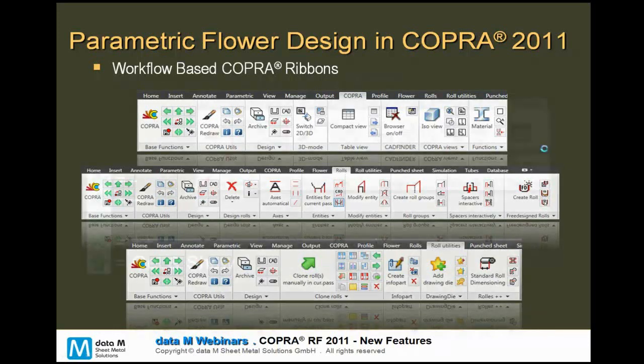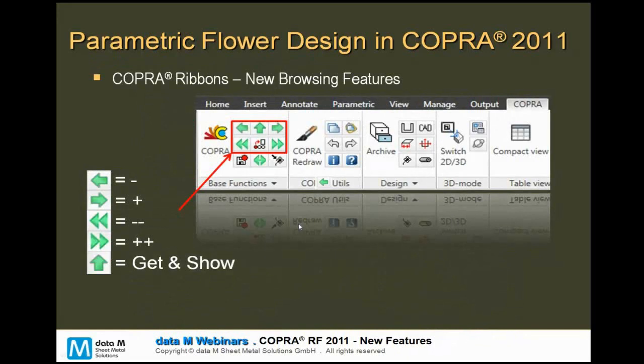On the ribbon, we now have some new browsing features. We can of course still use the browsing features of CAD Finder to switch between stations and flowers, but now by using these green arrows we have the functionality of the minus and plus signs that we had previously, and the get and show command has returned. So we have quick, easy access to the COPRA commands. Of course, those using AutoCAD prior to 2010 will still have icons.